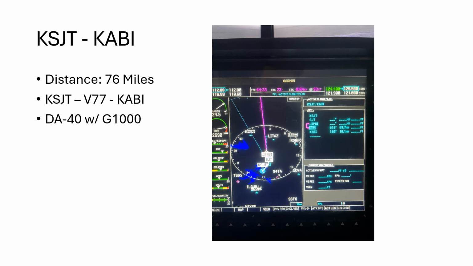The plan is going to go from KSJT, Sierra Juliet Tango, San Angelo, Texas, to KABI, Alpha Bravo India, Abilene, Texas. It's right around 76, 77 miles, and the route we're going to take is via Sierra Juliet Tango, Victor 77, Alpha Bravo India. There are 2 approach points in there. We don't have them in the flight plan because we're just going to load in on the G1000 the actual point. It's a 4-flight for this because it gave a little bit more detailed picture. We have a DA40, a Diamond 40 with a G1000 panel.